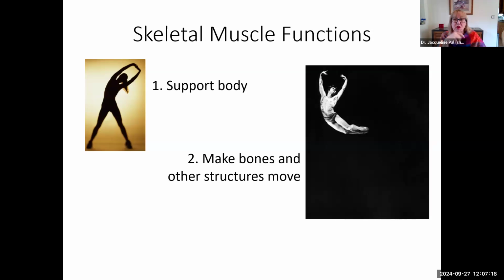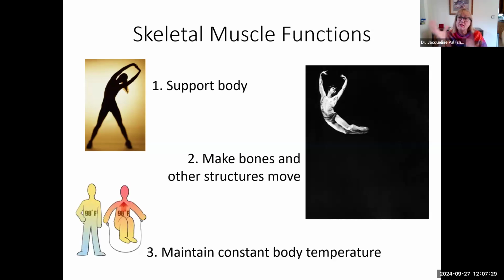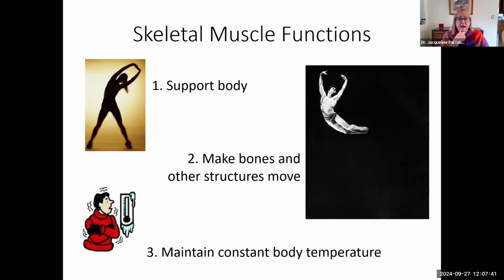It also allows other structures to move, such as your eyeball and some of your respiratory structures we'll learn about later on, because they are attached to skeletal muscle. Third function is because when muscles contract, and that requires energy, it gives off heat. So that helps us maintain a constant body temperature, because otherwise we would be cold. And when we're cold, we will shiver and our individual muscles to all of our hairs will contract, which will generate heat. Our shivering generates heat, which will then help us maintain that constant body temperature.